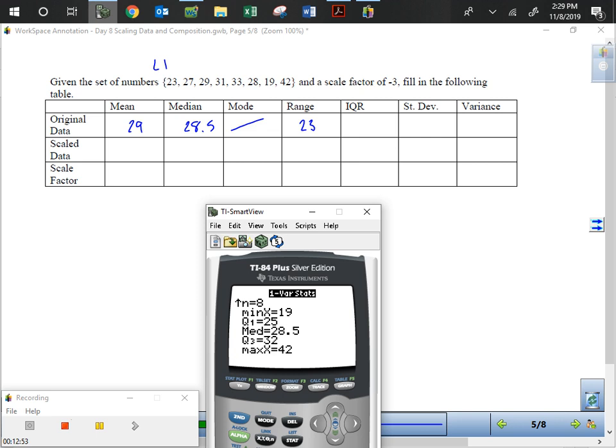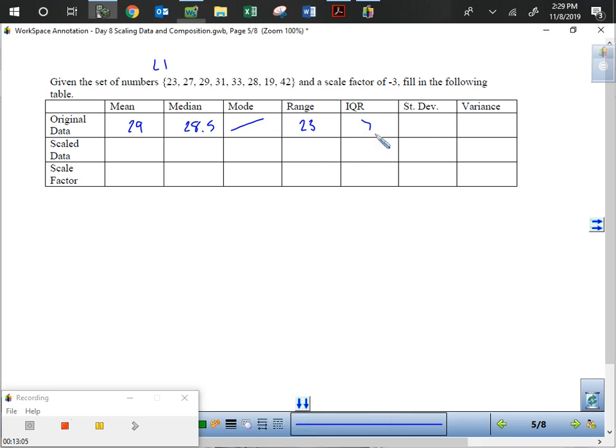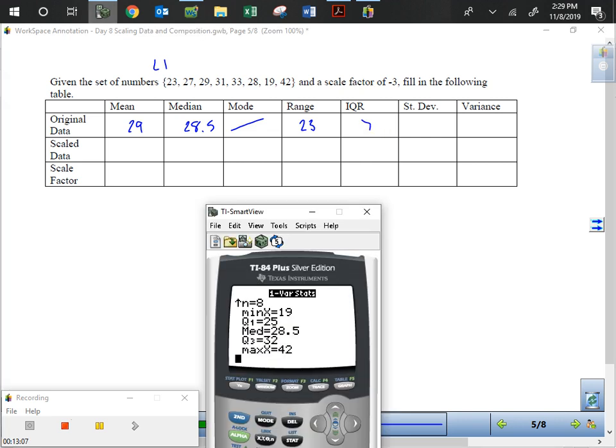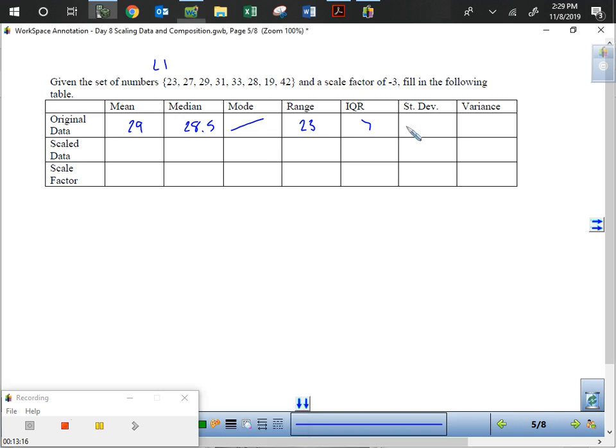Alright, now we're doing the same thing, but the IQR. With this we want to take Q3 minus Q1, and that looks like a distance of 7. Standard deviation is your Sx. It may be a little bit ugly, let's go see. Okay, here we're going to round to 2 decimal places again, 6.87.